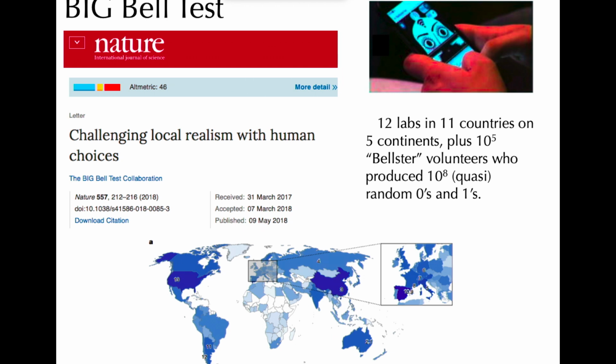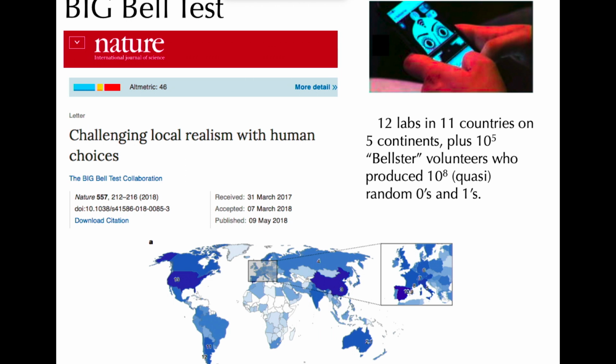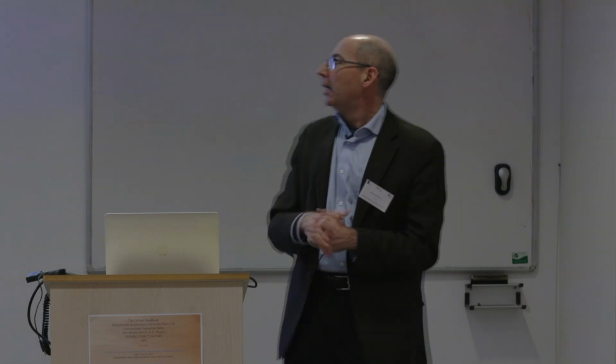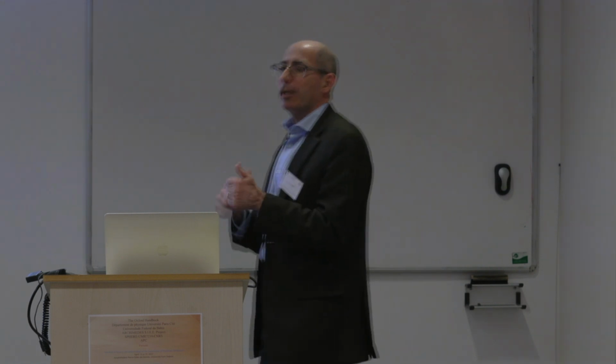A consortium of laboratories around the world, some of you know this, right? 12 laboratories, 11 countries, 5 continents. That's World Quantum Day for you, right? Plus 100,000 internet-recruited volunteers. What could go wrong with asking lots of strangers on the internet to help you with your research? Okay, so these so-called Belster volunteers played a prefabricated online video game on their smart devices, because what else would they do? And the game was to be as random as one could.